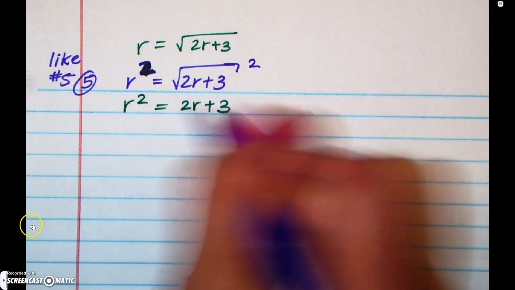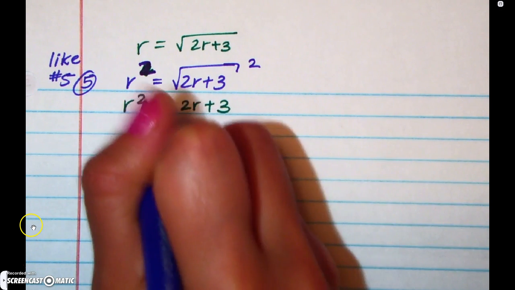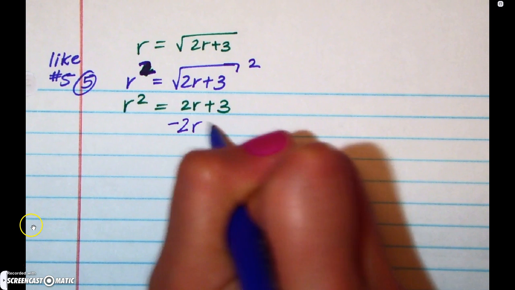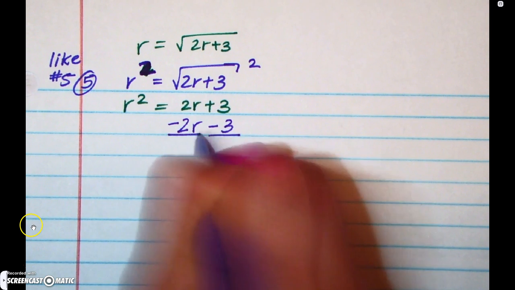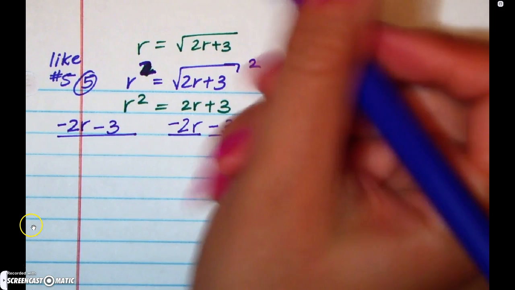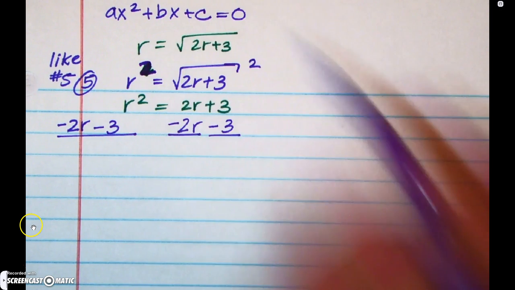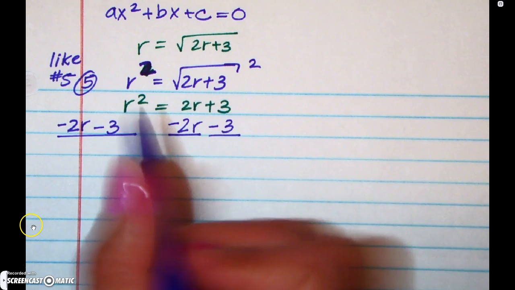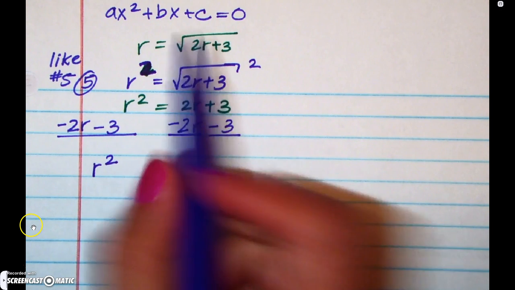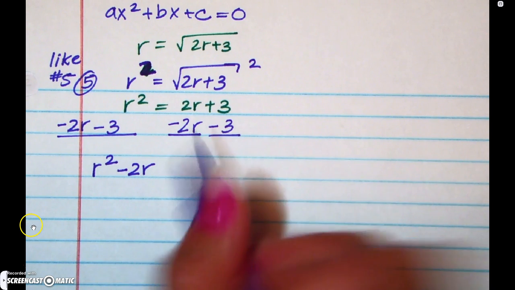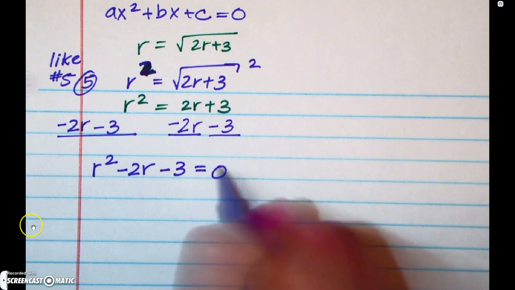I want to get all of the variables on the same side. So instead of subtracting r squared and getting a negative r squared on the right side, I'm going to move the 2r and the 3. So I have to subtract 2r from both sides, and I have to subtract 3 from both sides. Our goal is always to write the quadratic in standard form. Looking at these terms, what would we write first? That's right, we would write r squared first, and then comes the bx, minus 2r. And if you feel better replacing all of the r's with x's, that's fine with me. And finally, the constant is minus 3.